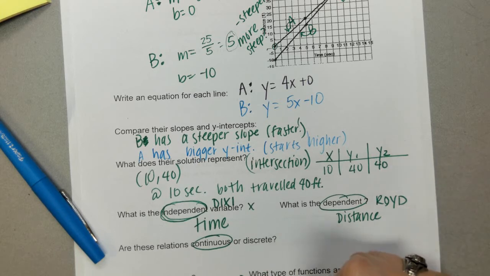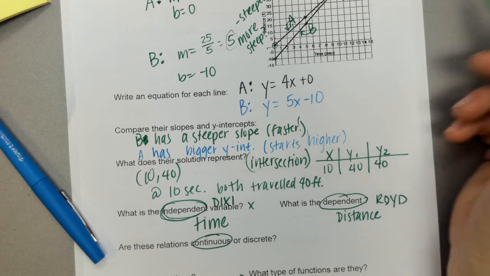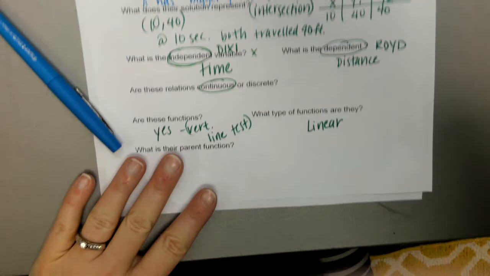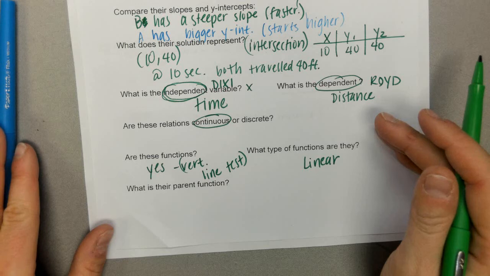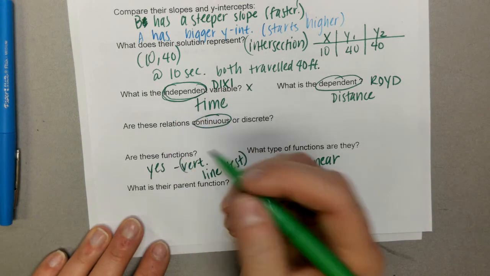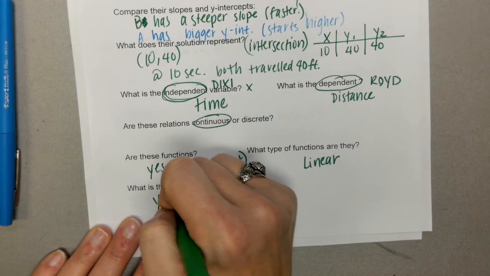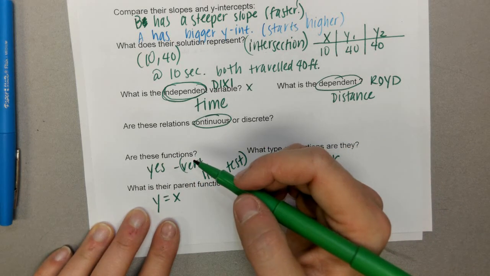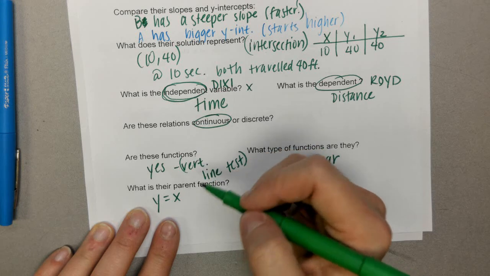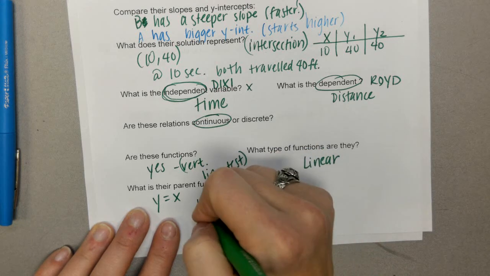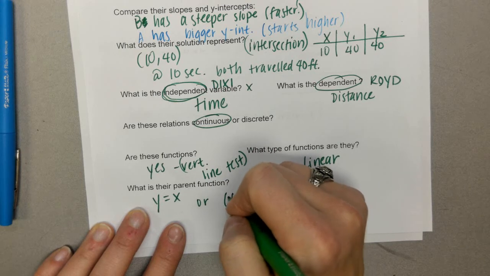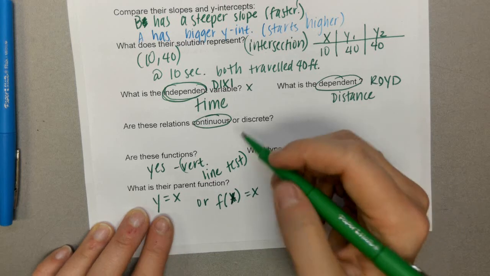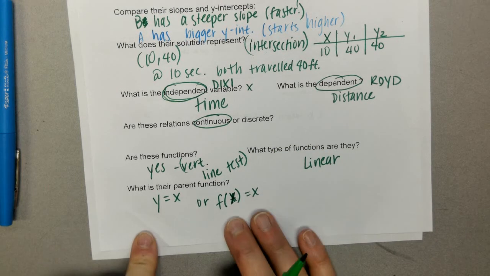What type of functions are they? They are linear. And because they are lines, they are linear. And then that last thing, what is their parent function? I don't know if you all remember this, but way back we talked about parent functions. Their parent function is y equals x. Or we talked about f of x equals x. Remember, this is when we said y and f of x are the same.